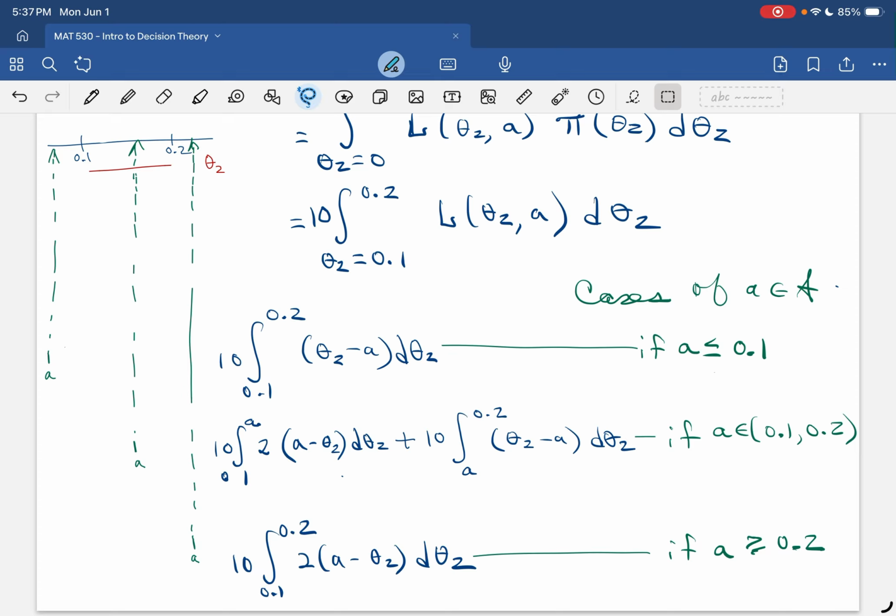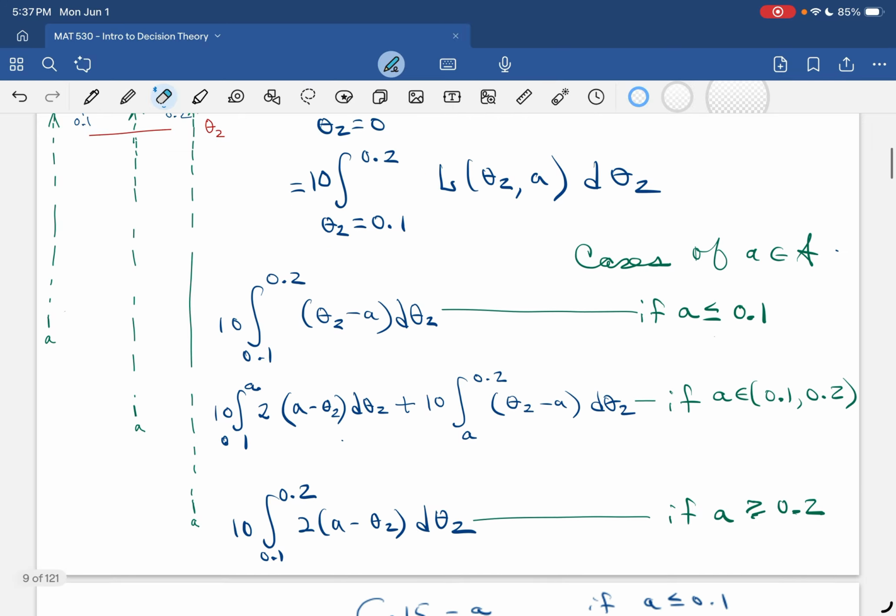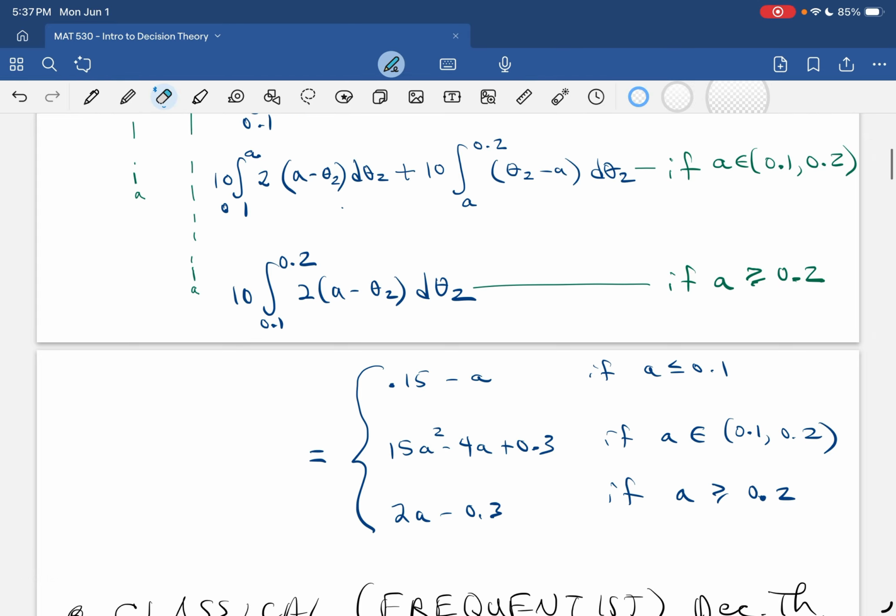The last case is if little a is bigger than or equal to 0.2. In that case, little a is always bigger than or equal to theta 2, and looking at the definition of the loss function, it's 2 times this difference. Now we have the three expressions that apply for the three cases, and then you just evaluate these integrals to put together what the loss function is. You should get what you see there. So that's an example of calculating Bayesian expected loss.